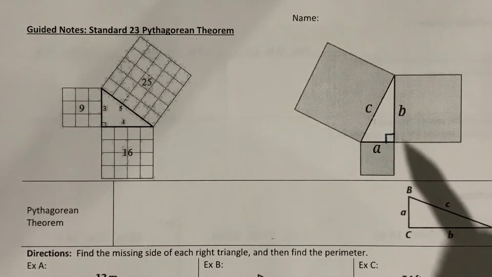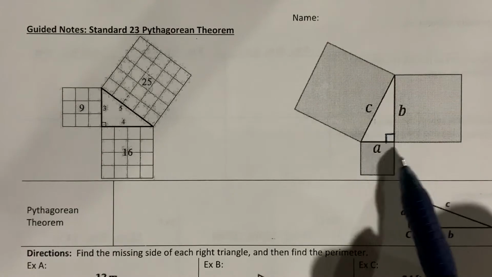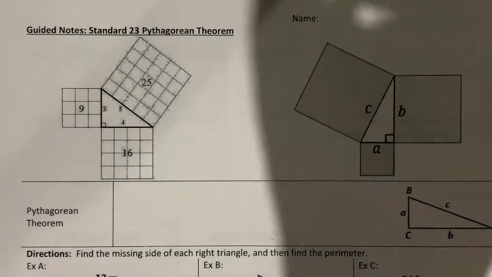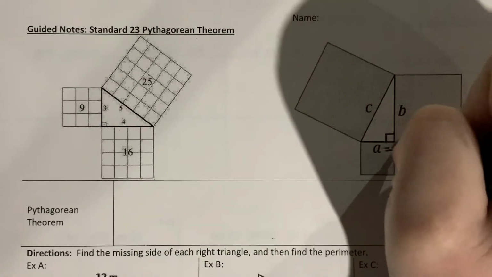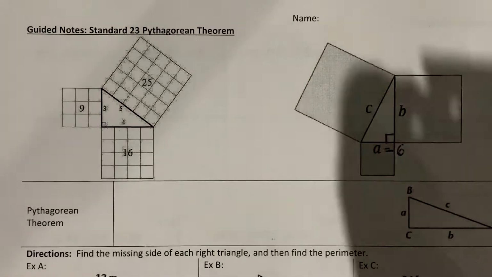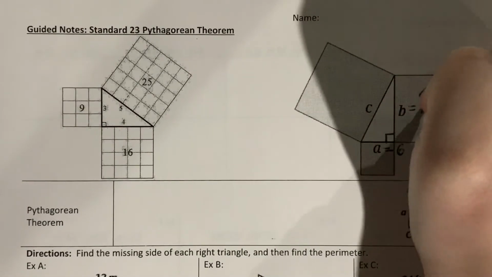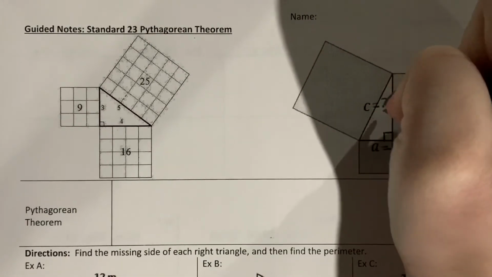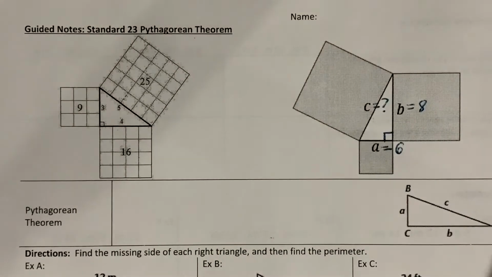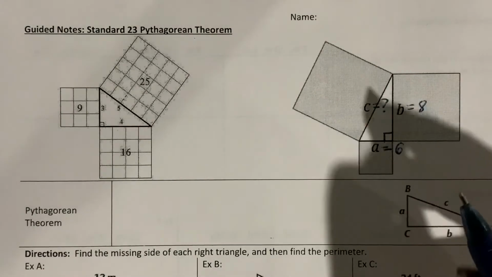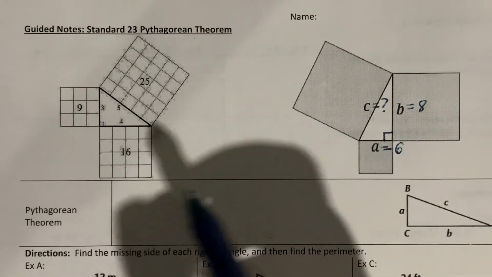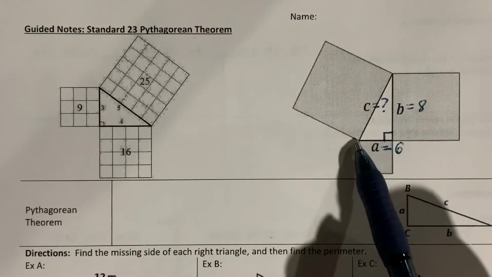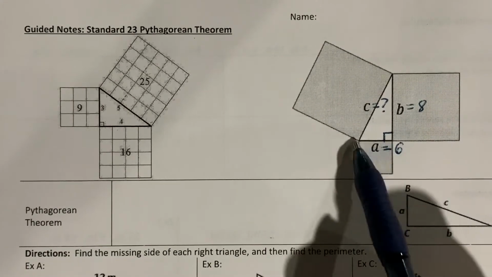Let's real quick look at the figure on the right, and I want to see if you can think backwards. What if I told you that A's side length was 6, B's side length was 8, and I'm asking you, what is C's side length? What must C be?